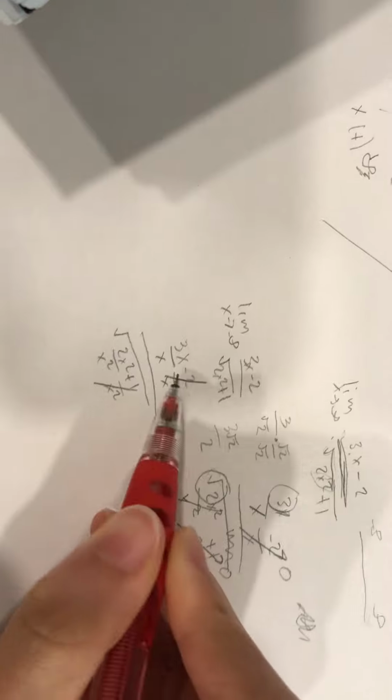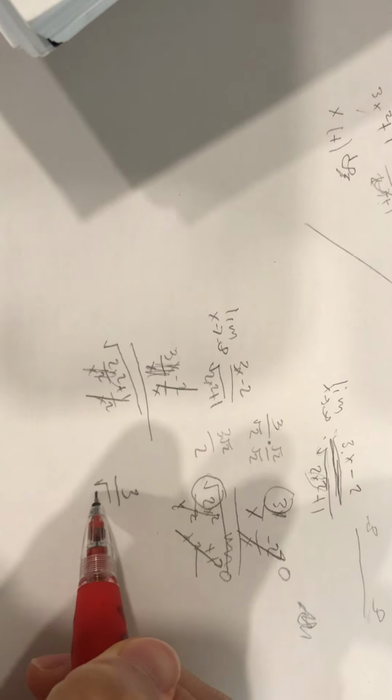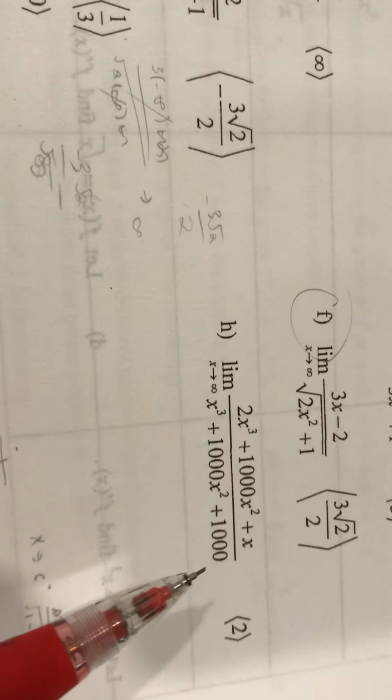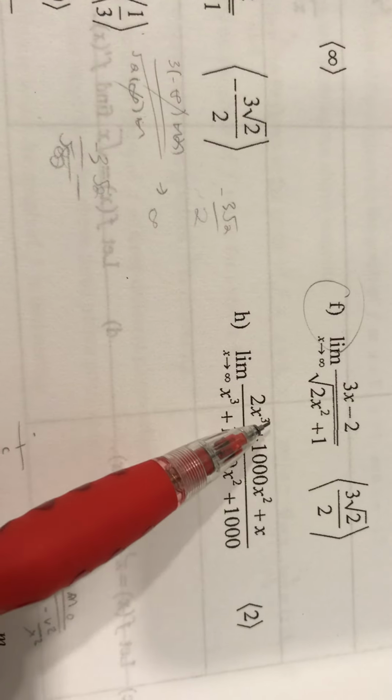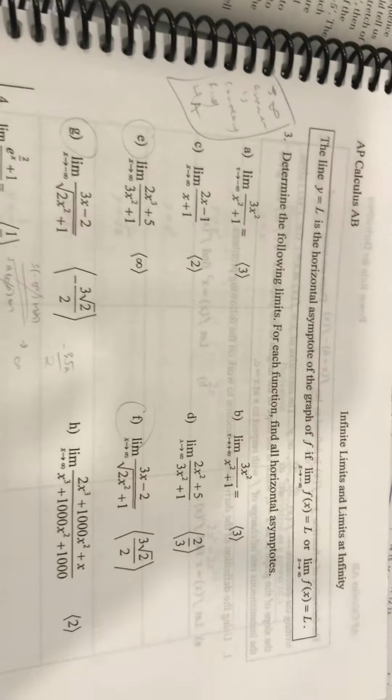constant. So these two will cancel out, so you'll have 3 over square root of, these will cancel out too. But since it's a square root, it's plus or minus. And since we're approaching negative infinity, we'll use the minus, so it's negative 3 over square root 2. Yes, and that's the answer. And then h, this looks hard, but highest power is the same, right? So you take the ratio 2. And that's how you do that.